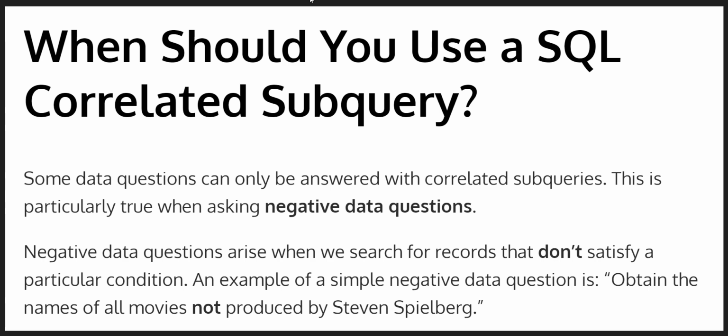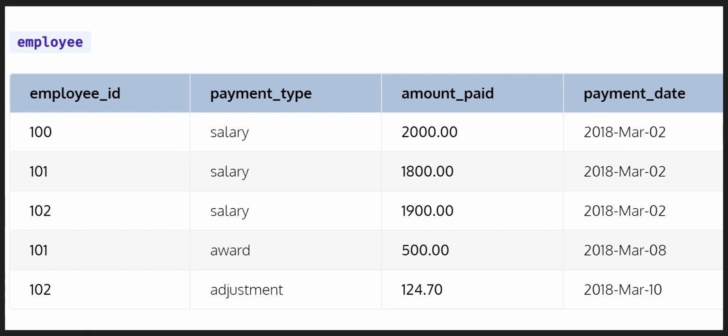Let us imagine we want to find the highest salary in each department. We can achieve this by using a correlated subquery, comparing salaries within each department. This allows us to extract the maximum salary for each department dynamically without hard coding any values.